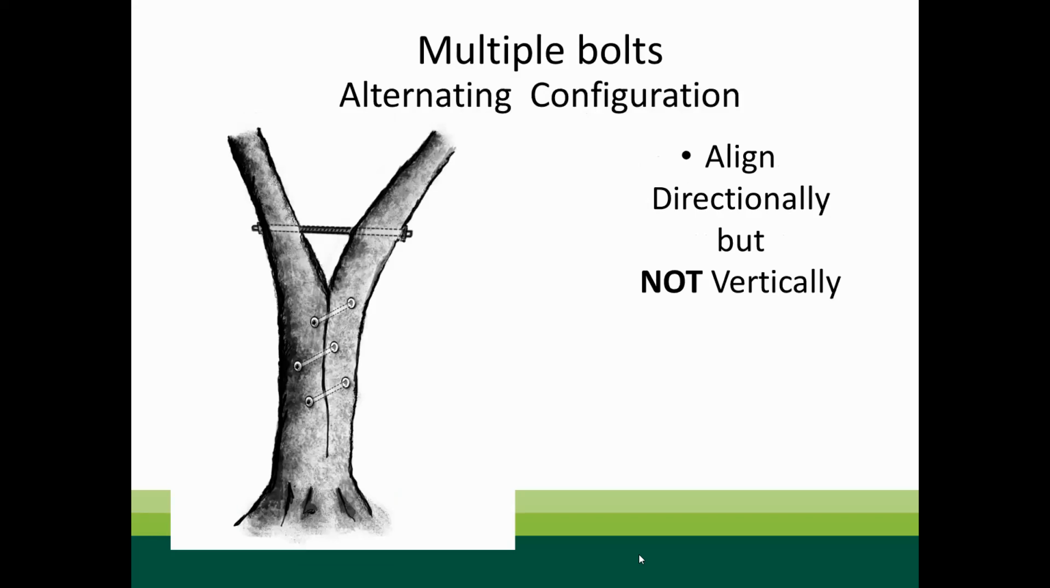And then the alternating configuration. Maybe the split moves, and you can see here it swivels a little bit. In an alternating configuration, you still align the bolts in the same direction, so they're going on the x-axis the same, each bolt. And then you slightly move them side to side down the crack vertically. Any questions on that? Does that make sense? Yeah. Okay.